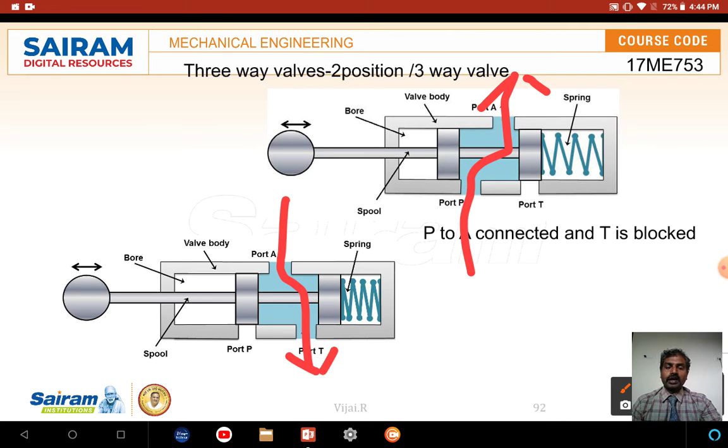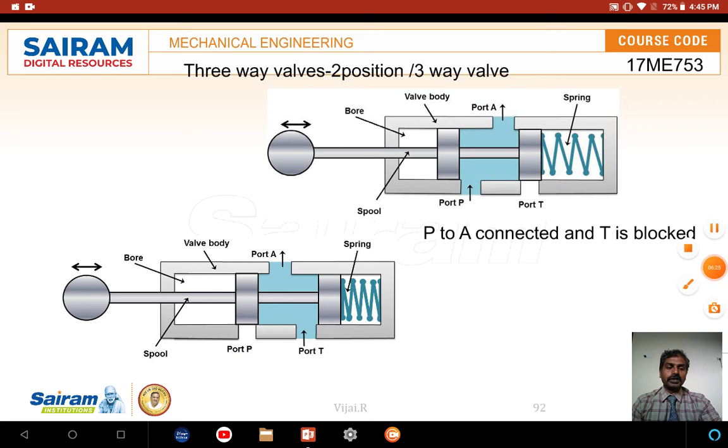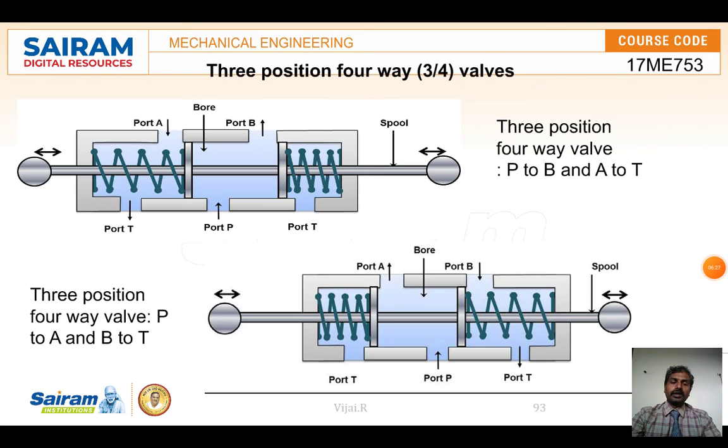So port P and A, which were connected, are now disconnected because of the movement. And port T, which was closed, is now open. So by moving the spool front and back with the help of the manual and spring action, we can get different flow paths like this. Here is a three-position four-way valve, where we can keep three positions.